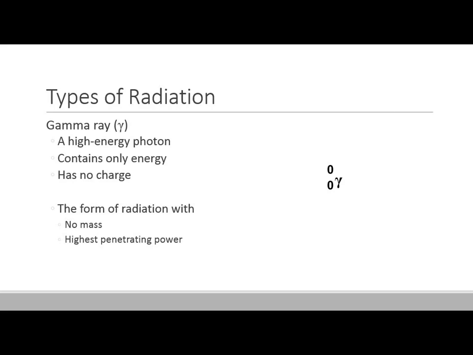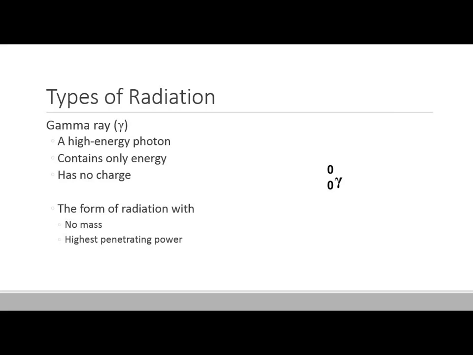Now the next one would be gamma rays. And if you remember the old Hulk show with Lou Ferrigno, gamma rays is what turns the Hulk into the Hulk. So another form of radiation. These are actually just high energy photons. So it's just a form of light energy, right? Which means no mass, no charge. It's just energy, but it's a decent amount of energy, right? High energy photon. And because of this, it has the highest penetrating power of all the forms of radiation.